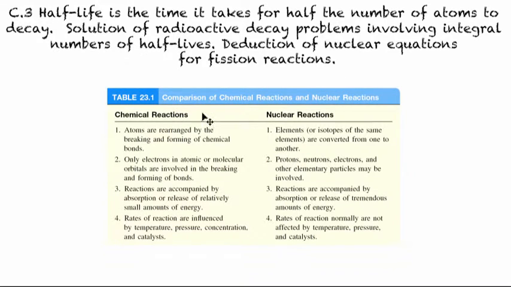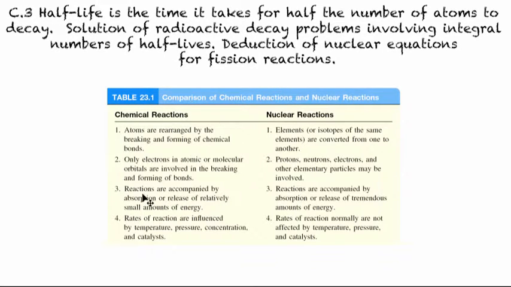So the first thing we want to do is summarize the difference and make it clear in our heads what the differences are between chemical and nuclear reactions. Chemical reactions are due to atoms being rearranged, and nuclear reactions are due to elements actually being converted from one to another. In a chemical reaction, only electrons are involved, whereas in nuclear reactions, we have protons, neutrons, and electrons being involved depending on the case.